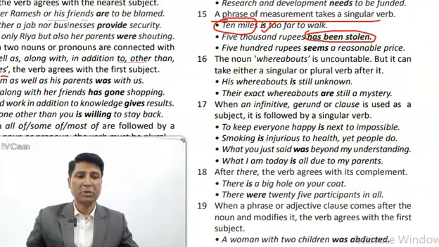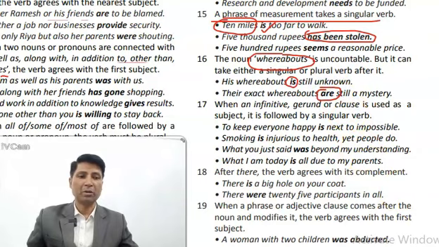Look at rule number 16 now. The noun whereabouts is uncountable, but it can take either a singular or a plural verb. For example, his whereabouts is still unknown and their exact whereabouts are still a mystery.